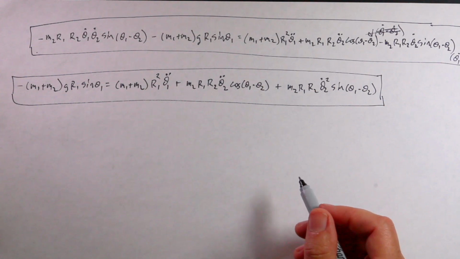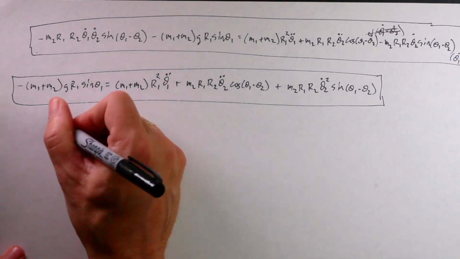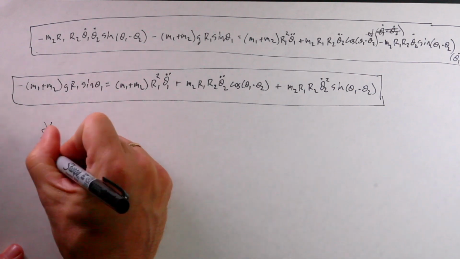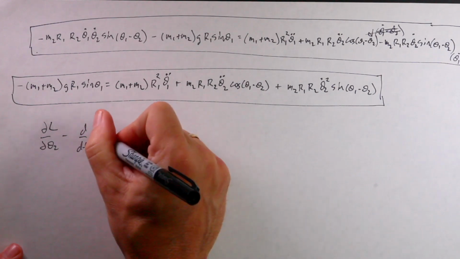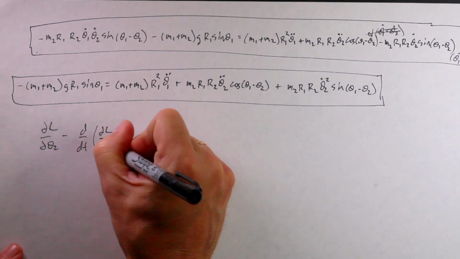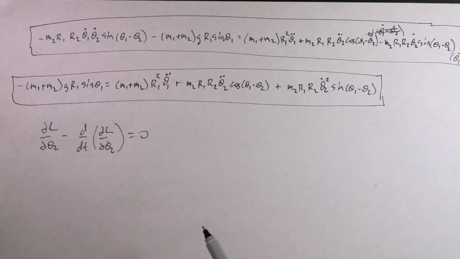But we need to go on and do the same equation for theta 2. Okay, so I'm going to write down, we're going to do this. Partial of L with respect to theta 2 minus the time derivative of the partial of L with respect to theta 2 dot equals 0. And once we're done with that, then we'll be done.